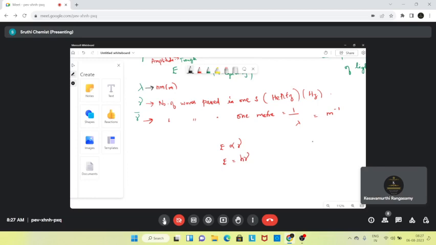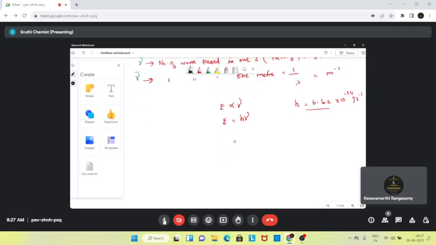What is the value of Planck's constant? All these constant values are very important, similar to our Avogadro number, right? It is 6.62 into 10 to the power of minus 34 joule second. This is our Planck's constant. Energy is equal to h nu. This is a very important formula.